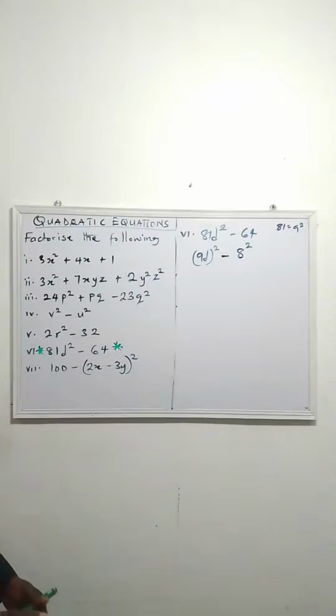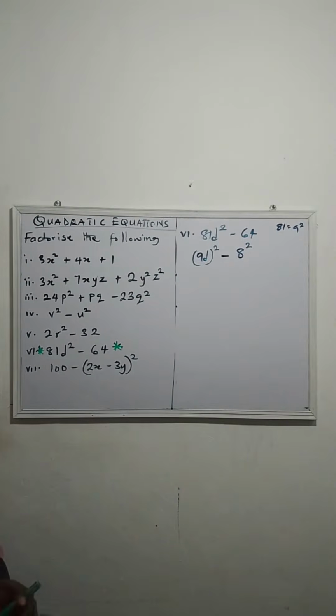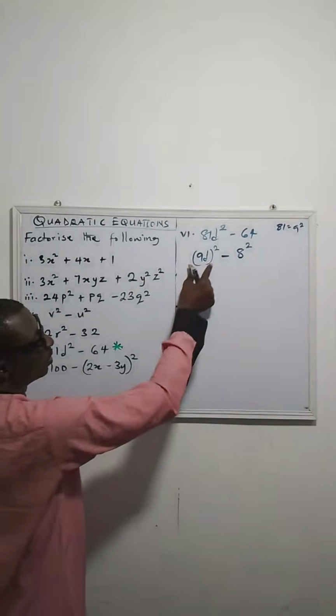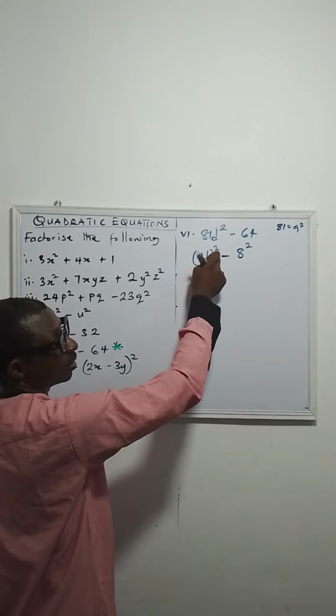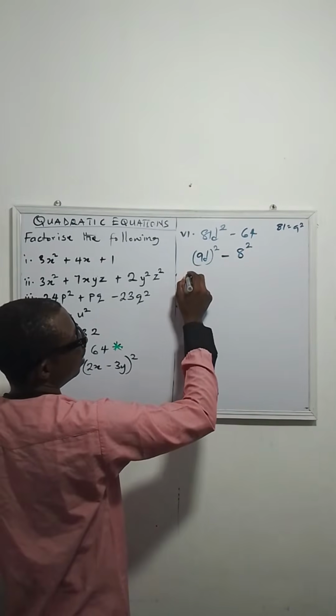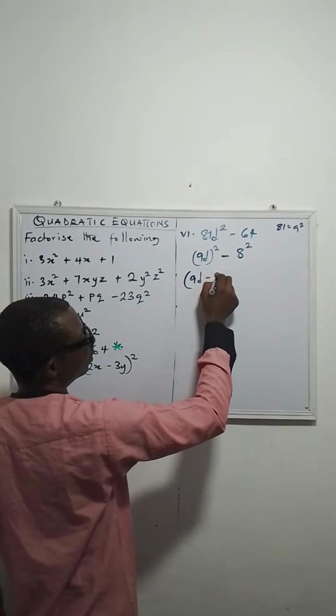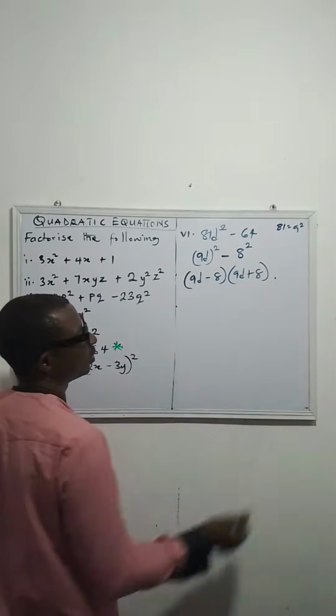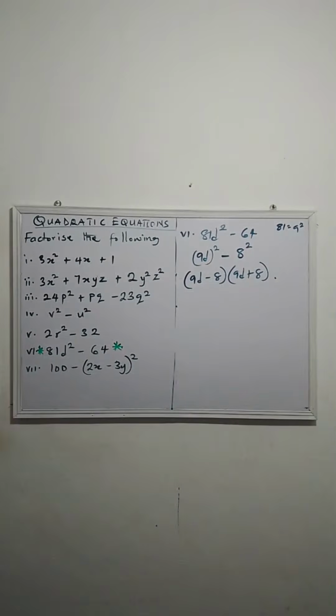You get that? All right, so now the next thing is to apply the rule we used here. Just pick the base, because the base has a power of 2 here and this power of 2. So the answer now is going to be 9d minus 8 times 9d plus 8. It's as simple as that. So that's the answer. You can cross-check what you have. Is that what you have as your answer? Okay, good. Now let's look at the last one here.